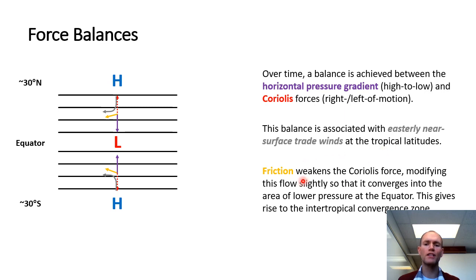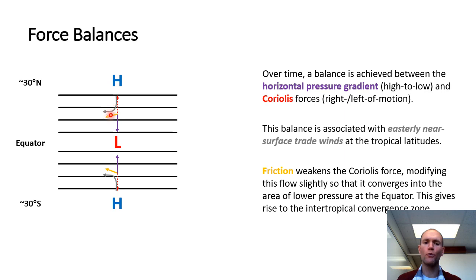Now when we add friction, things change a little bit here. Friction slows down the wind, which in turn slows down or weakens the Coriolis force. It doesn't change the horizontal pressure gradient force. That's related to pressure alone, not to friction. So that slowing of the wind reduces the Coriolis force, which changes that tug of war between the pressure gradient and the Coriolis forces, causing the pressure gradient force to win out.